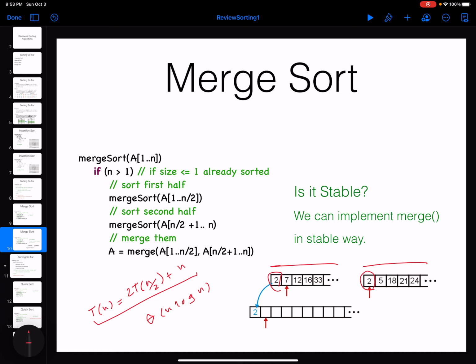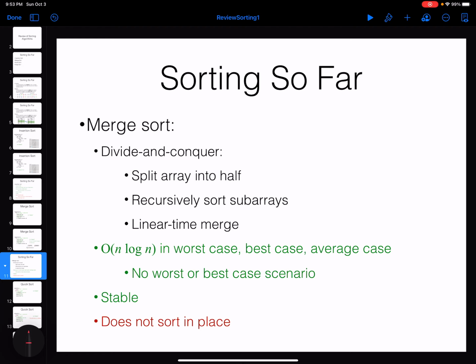Because you don't really care whether the input is already sorted or not. You always divide it in half, sort each part, and merge them. So it is the same amount of work for every input that you pass to it. So it is stable, but is it in place?